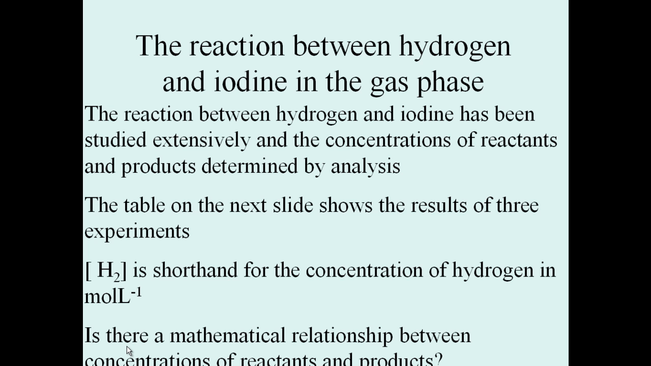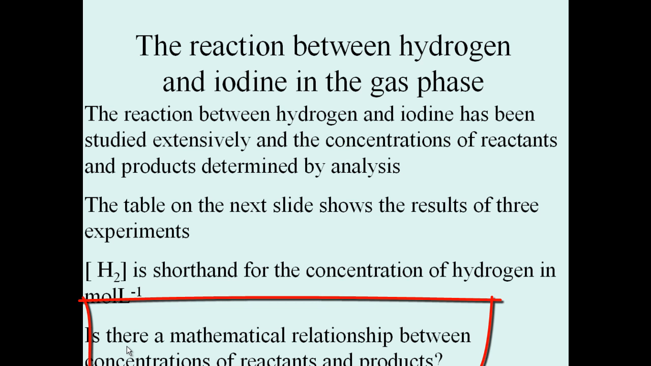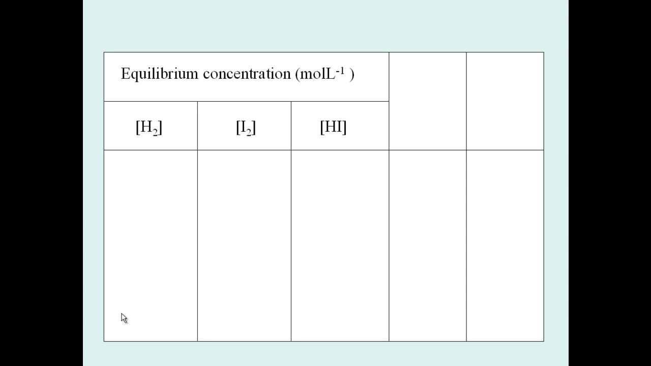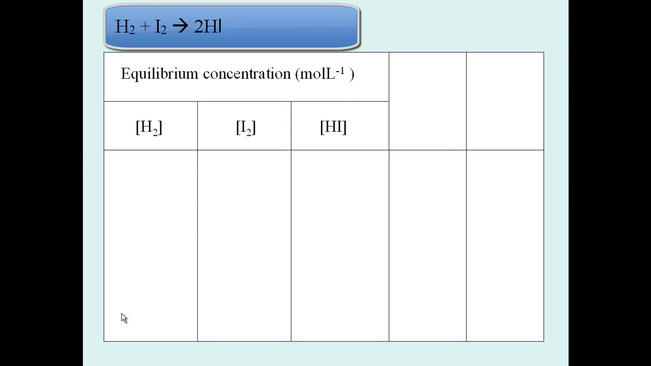What we're going to do is try and find out, when we measure concentrations of reactants and concentrations of products, is there some sort of mathematical relationship between these things? I'm going to give you results for actual experiments, and then we're going to see if there is any mathematical relationship between them. So here we go. Imagine that we can take hydrogen and iodine as gases, and we can mix them together.